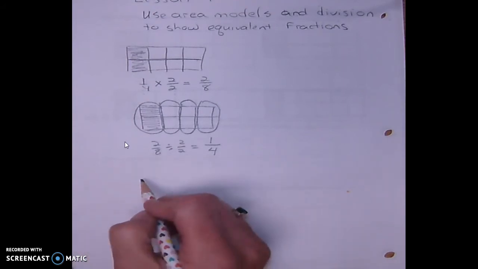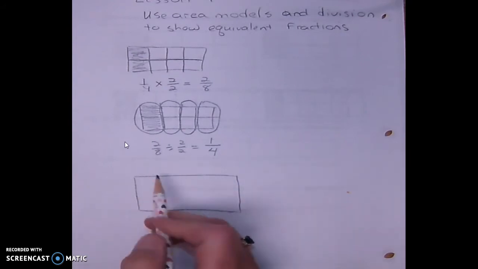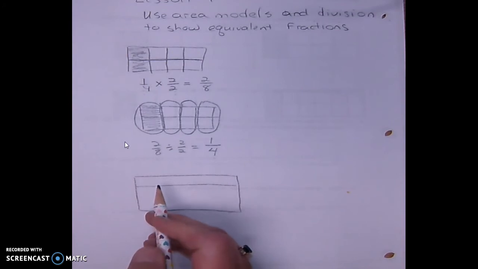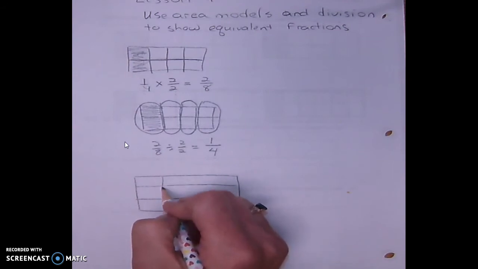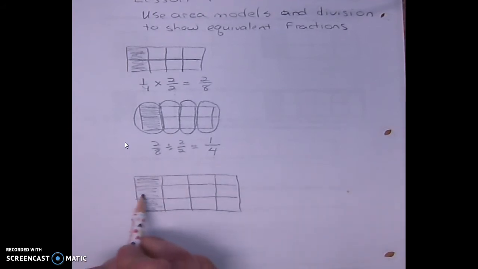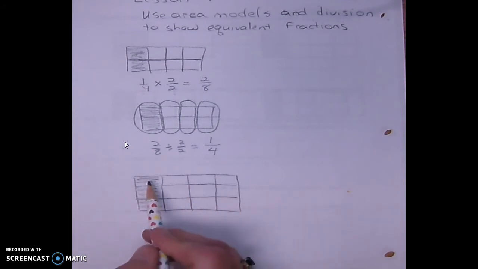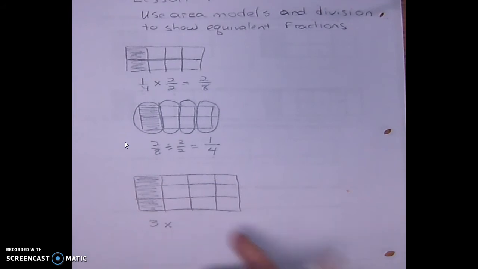Okay, so one more to show you and then we'll move on to the problem set. So if we have, let's see, three across, and 4 down, and we have this shaded. We have 3, 1, 2, 3, 1, 2, 3, 4. 3 times 4 is 12, so we should have 12 boxes there. 1, 2, 3, 4, 5, 6, 7, 8, 9, 10, 11, 12. 3 times, 3 twelfths.